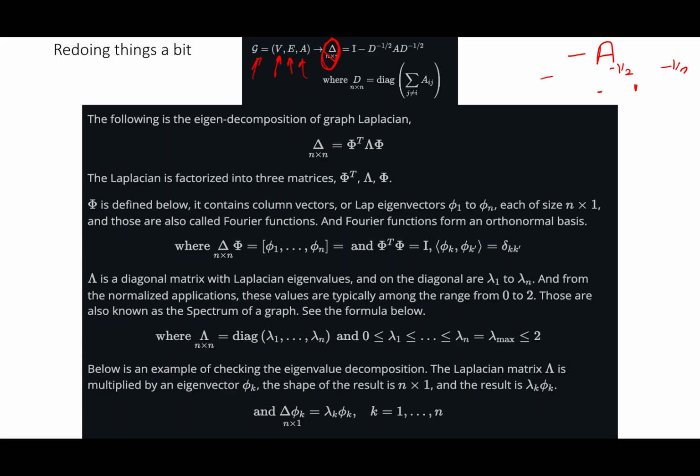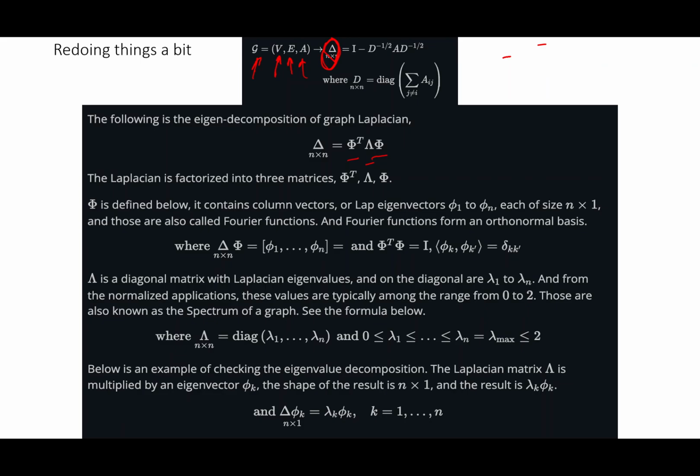Phi is defined below. It contains column vectors, the eigenvectors phi 1 to phi n, each of size n cross 1. These are basically the eigenvectors of L, but they are normalized, and those are also the Fourier functions, because we have decided that they are the Fourier functions. That's what we have chosen. And Fourier functions form an orthonormal basis. That was the entire point of doing this, because we want the eigenvectors to be orthonormal as well. Earlier it was just orthogonal, because any random symmetric matrix will have orthogonal eigenvectors, not necessarily orthonormal. But by doing this, we have normalized the Laplacian in such a way that when we do this eigen decomposition, the basis vectors that come out form an orthonormal basis.